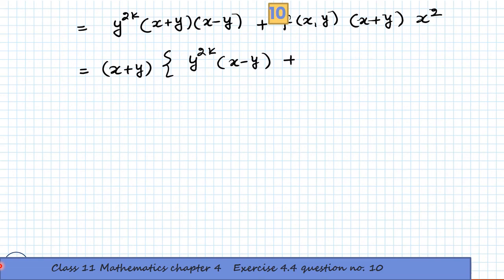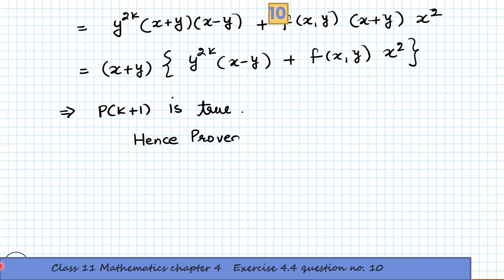Then write the last term, function in terms of x comma y, then x plus y, then additionally one factor, that is x square. Now the two terms contain x plus y, therefore consider x plus y common, and write the remaining terms. So totally this particular term is a multiple of x plus y because we started with x plus y. Therefore, P of k plus 1 is true. So now we can write from this P of k plus 1 is true, hence proved. By the mathematical induction, it is true for all n.